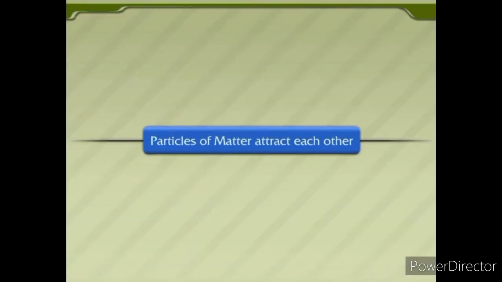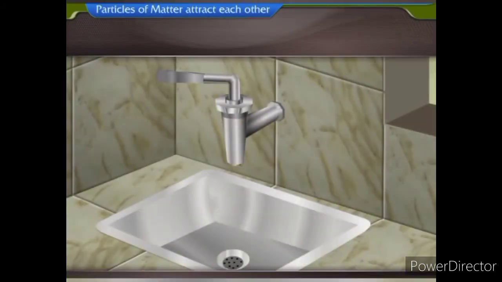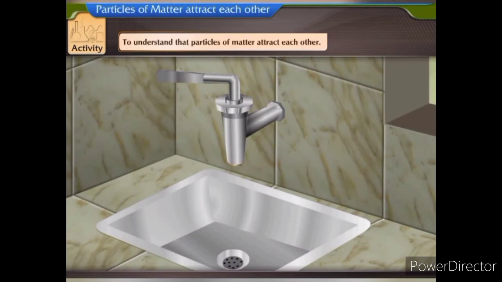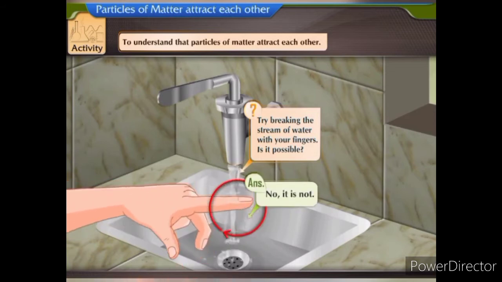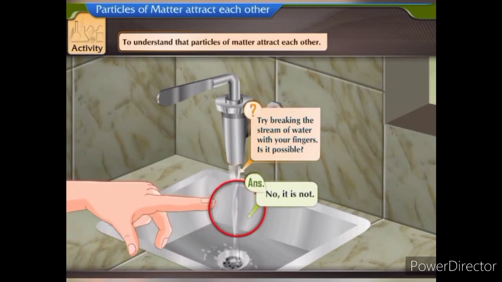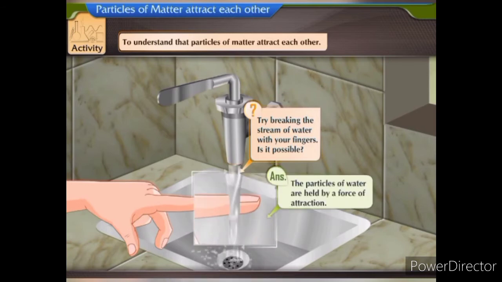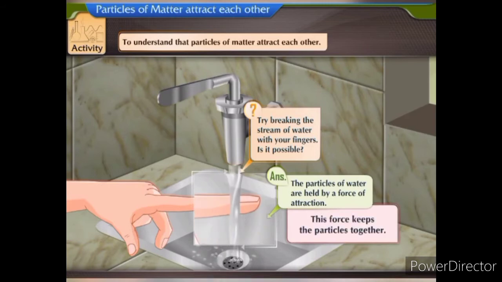Particles of matter attract each other. Let us perform an activity to understand that particles of matter attract each other. Open a water tap. Try breaking the stream of water with your fingers. Is it possible? No, it is not. The particles of water are held by a force of attraction. This force keeps the particles together. Hence, we could not break the stream of water.